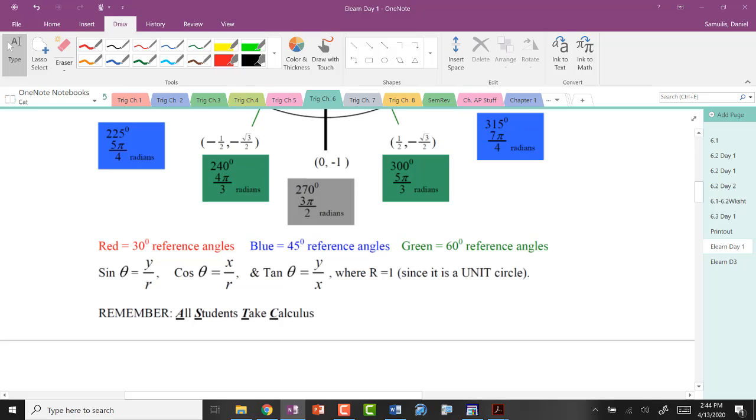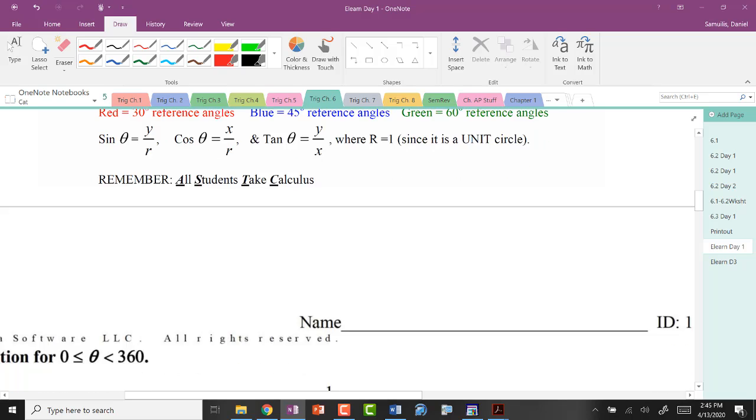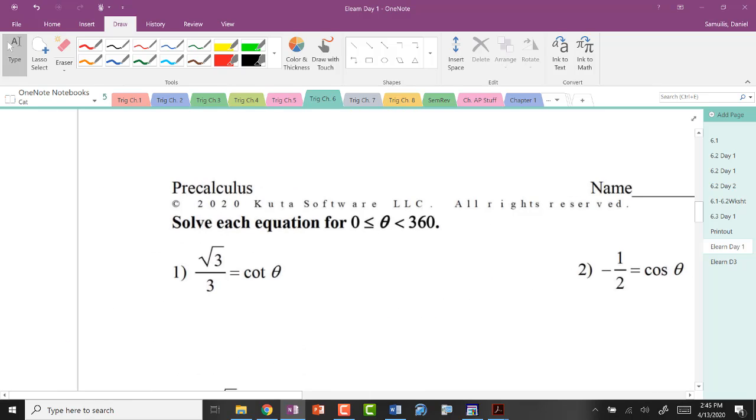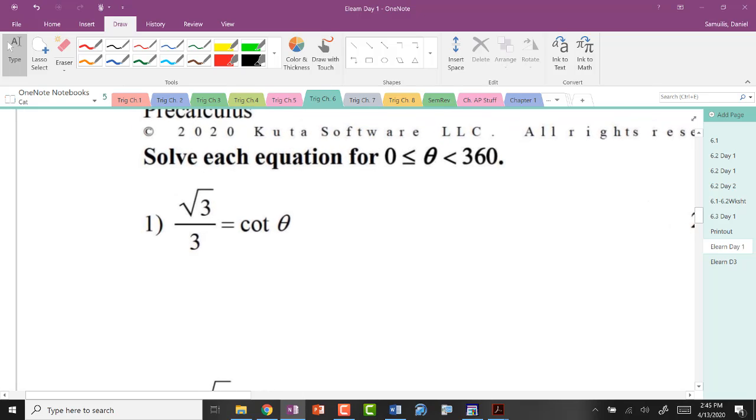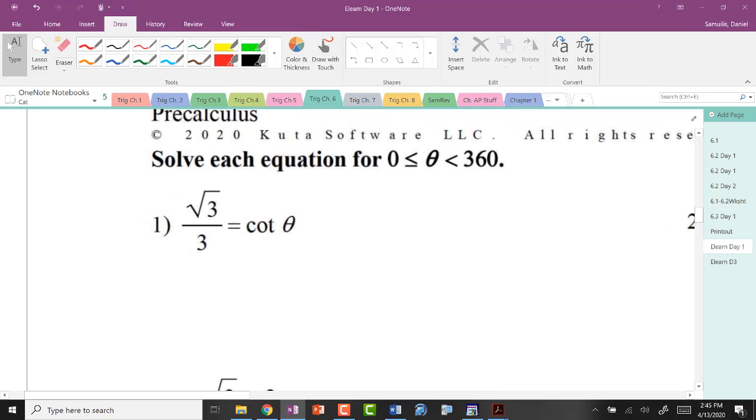So I had that at the bottom, my little cheat sheet. Of course, some who are severely or sorely behind will forget that. But just to make sure we have all those things down, remember, all students take calculus. Okay. So those that know what's going on and are doing quite well, you'll see that this is already something we should know.